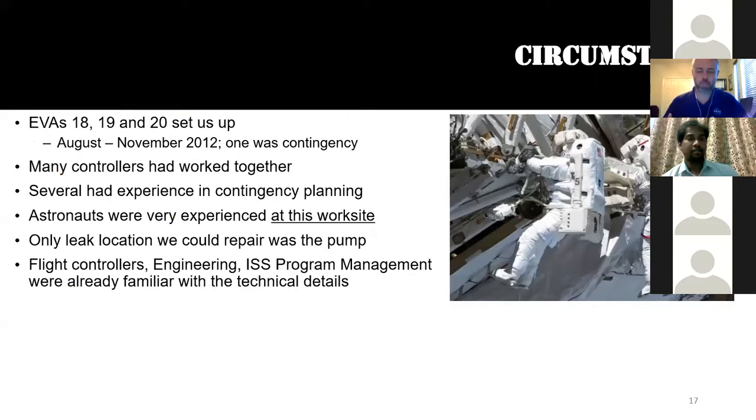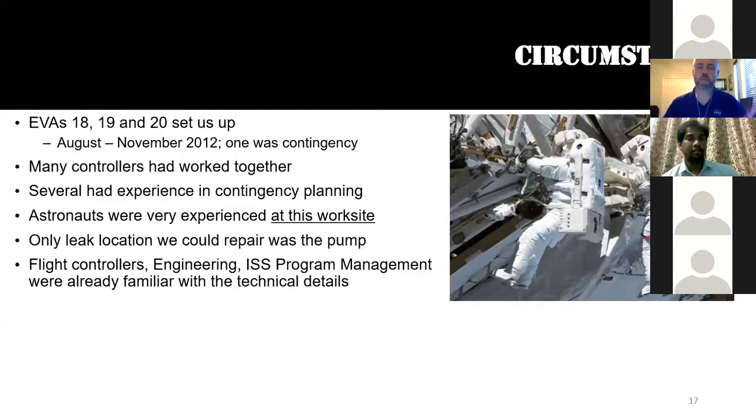This pump spacewalk was going to be spacewalk number 21. We had 3 spacewalks in the previous 6 to 9 months that set us up. I was the lead flight director for EVA or spacewalks 18 and 19. Number 19 was actually a contingency spacewalk as well. We had trouble installing a power distribution box.